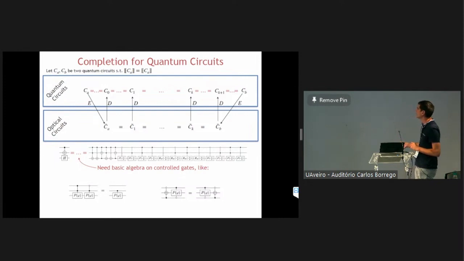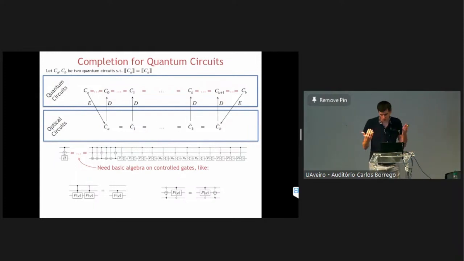So for instance, the fact that if you have two control gates with a black control here and a white control here, you can just remove them. And you also have commutation properties. If you have a white control and a black control, whatever the rest of the controlled operation is, you can always commute them. So this is what I mean by a basic algebra of control gates. So we know that we need all these equations in our quantum circuit equational theory.